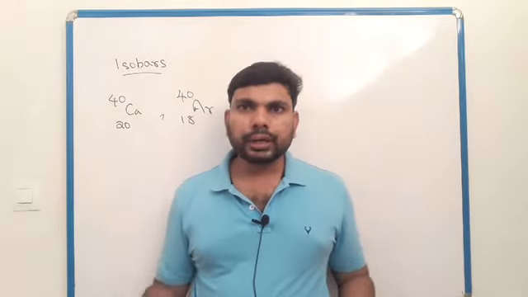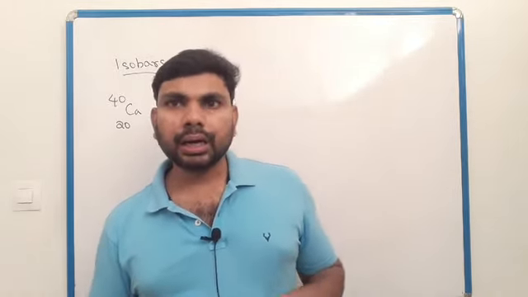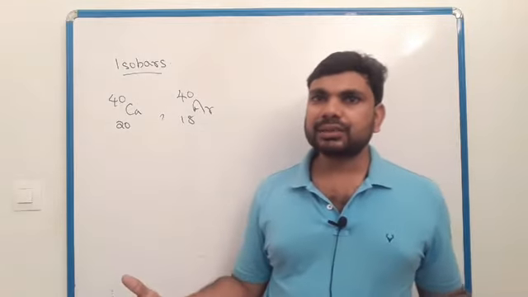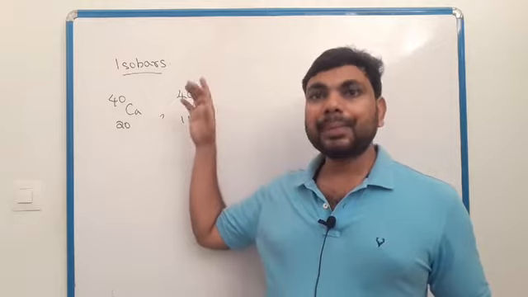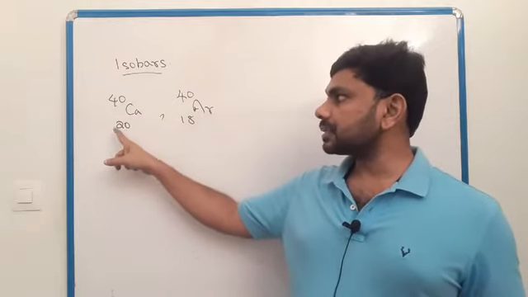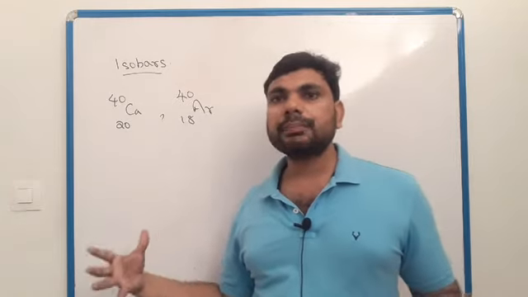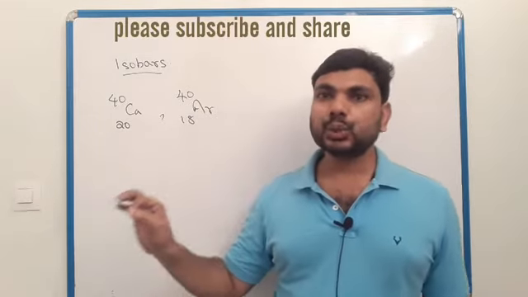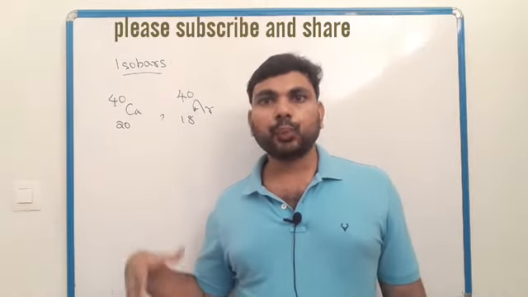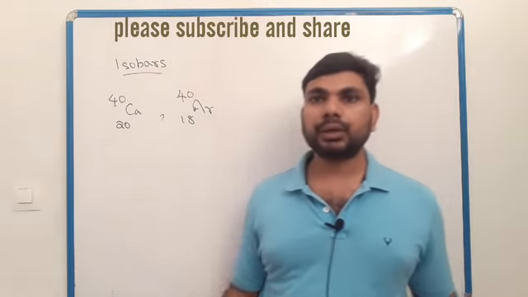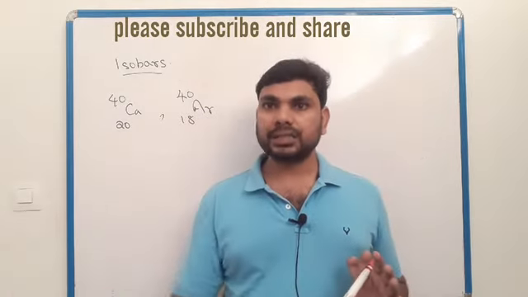Here, the last point from this chapter we have to discuss is isobar. Isobar means different atoms of different elements have the same mass number. The mass number will be the same but the atomic number different. These types of atoms are called isobars. Isotope we already learned. You know isotope: same atomic number, different mass number.